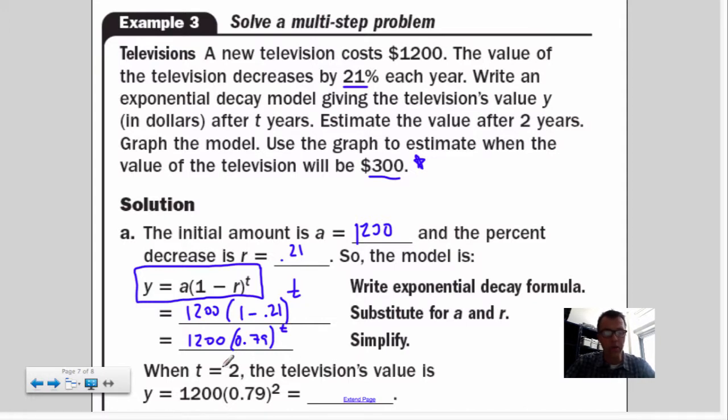How would I figure out what the television is worth in 2 years? You'd need a calculator. I don't have mine with me. I'm going to look at the answer. And it says here that the television after 2 years is worth only $748.92. I like my answer because it is quite a bit less than 1,200, right? With a decrease of 21%, that's good.